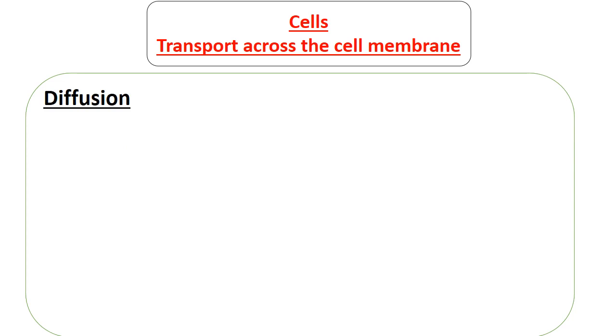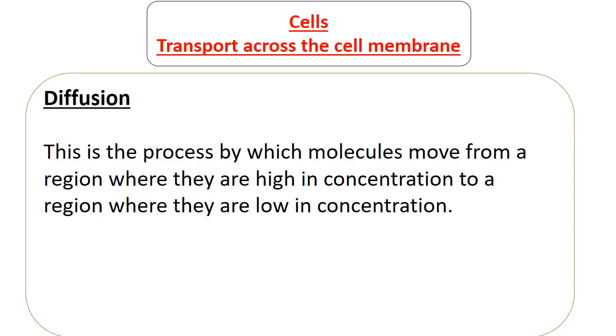What is diffusion? Diffusion is defined as the process by which molecules move from a region where they are high in concentration to a region where they are low in concentration. A good example you can use to understand diffusion is the spraying of perfume. If you spray perfume on your body, the particles of perfume will move from where you've sprayed, because they are highly concentrated, to other parts of the room, such as the corners of the room where they are low in concentration.